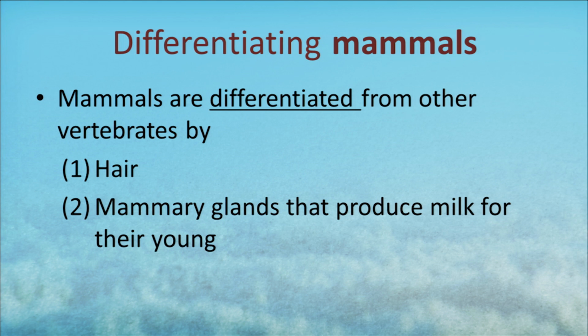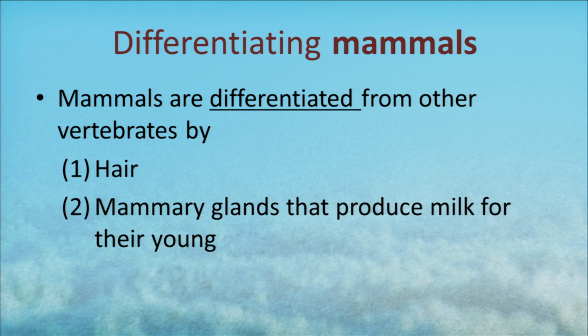All mammals are differentiated from other vertebrates by two major properties. One is the presence of hair, and of course, simply go to your own body and you will know that you have hair on your body. So of course mammals have hair. Humans tend to have less hair than many other mammals such as dogs and cats.